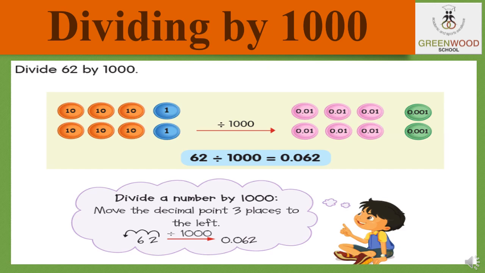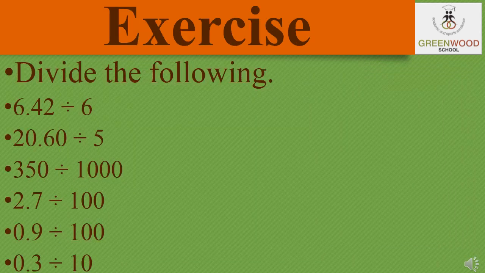Next is dividing by 1000. Divide 62 by 1000. 1000 has 3 zeros. So we'll move the decimal point 3 places to the left side. So the answer will be 0.062. Next is exercise. Divide the following numbers.